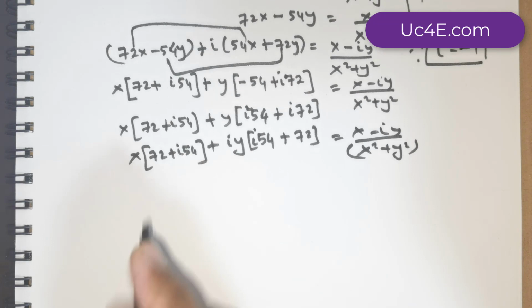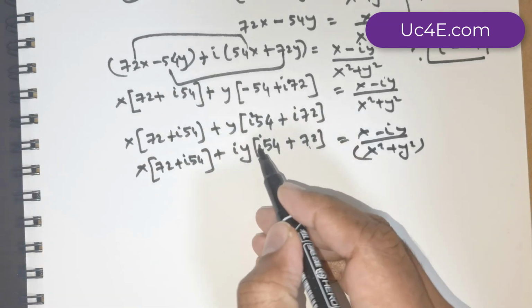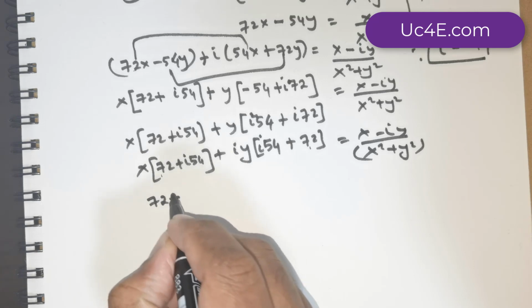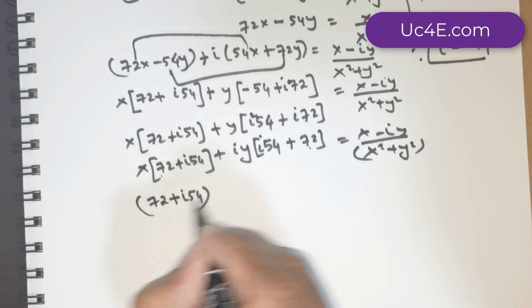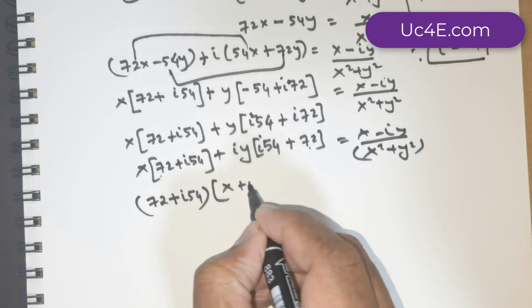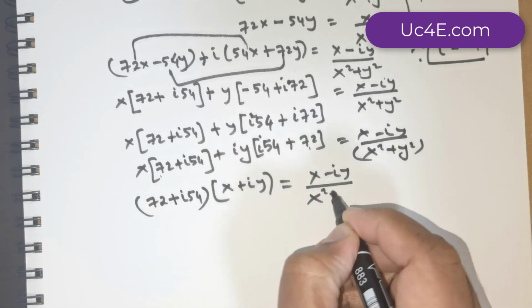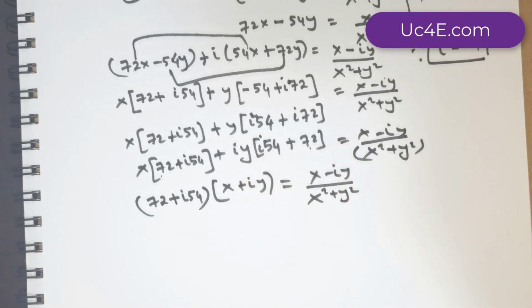Now clearly you got 72 + i times 54, 72 + i times 54. So that can be taken out, giving me (x + iy) is equal to (x - iy) divided by x² + y².